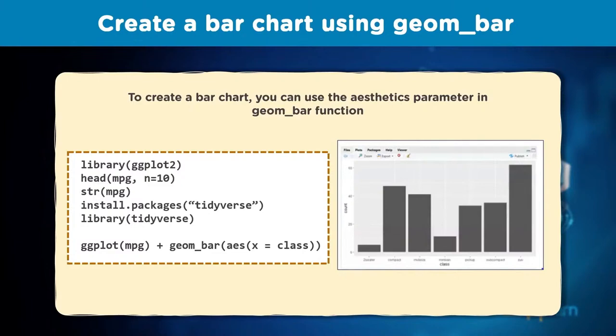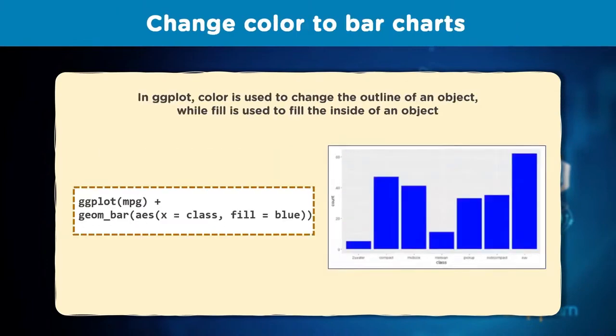Then basically we would want to look into the mileage data. We would want to look at the structure of it. And then we can basically get the tidyverse package. Finally, we can create a bar chart using geom_bar, and we can also mention what would be on the x-axis. Now you can also give different colors to add more meaning to your data.